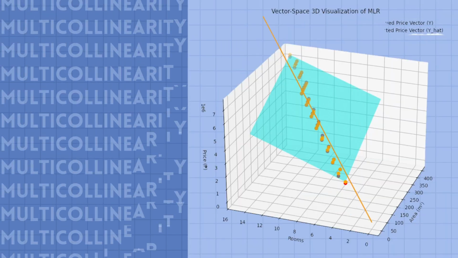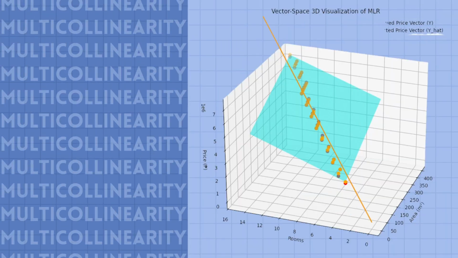Now, let's look at common issues in regression when two predictors are too similar. A perfect example from our paper is predicting house prices using both floor area and number of rooms. In reality, these two are often closely linked. Bigger houses tend to have more rooms.